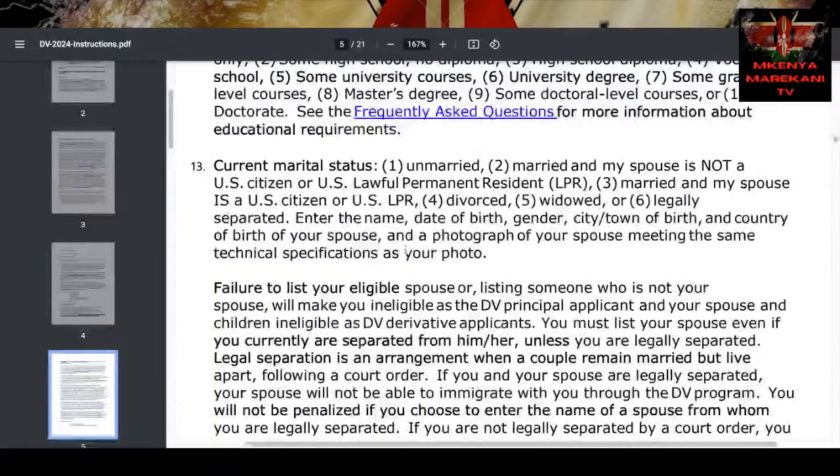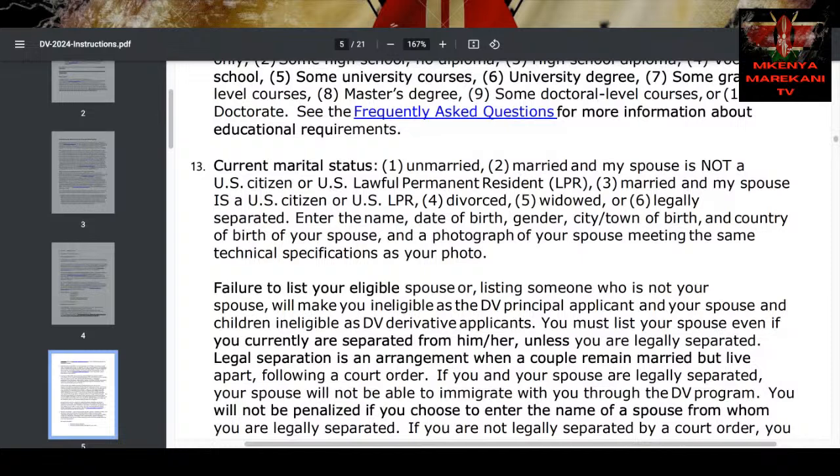And then the other one is married and my spouse is not a US citizen or US lawful permanent resident. Then number 3 is married and my spouse is a US citizen or US lawful permanent resident. Number 4, if you're divorced. Number 5, widowed. And all these things, for when you're answering the green card, is just a pass question.